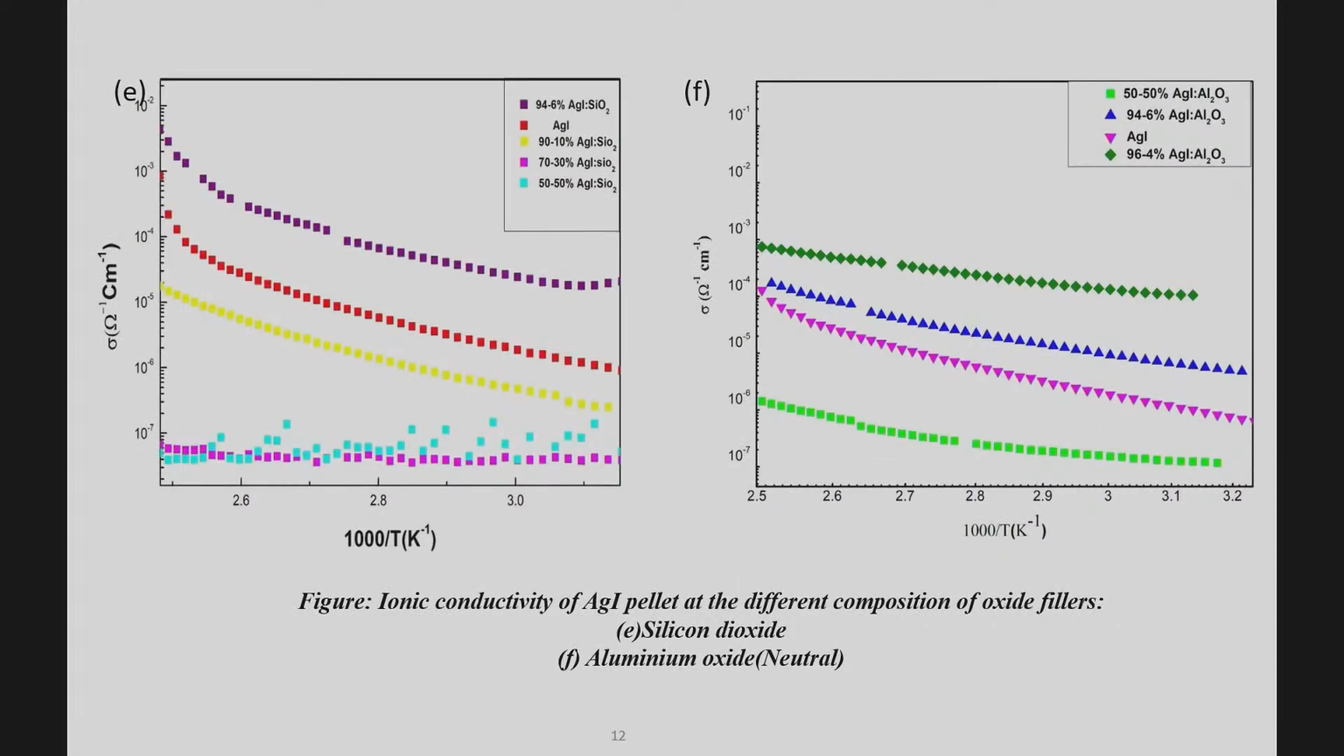When we use oxide fillers in our sample, there is an interesting result: when we mix 6% SiO2, that is the purple line, the ionic conductivity reduces by one order of magnitude. Similarly, when we mix 4% Al2O3, that is the green line in graph F, the ionic conductivity of AgI gradually increases.